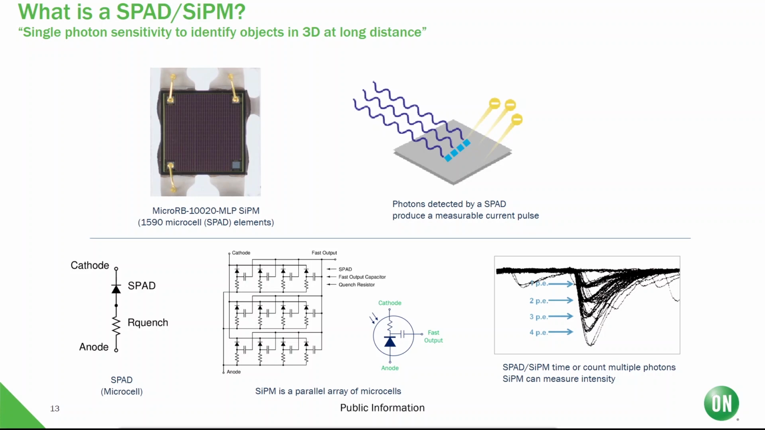The SiPM can be used to precisely measure photon arrival time, and with its pseudo-analog construction, the SiPM signal also provides a measure of intensity of light. The photocurrent of the SiPM will be proportional to the number of photons detected. ON Semiconductor SiPMs also benefit from the unique fast output, which enables high count rates.